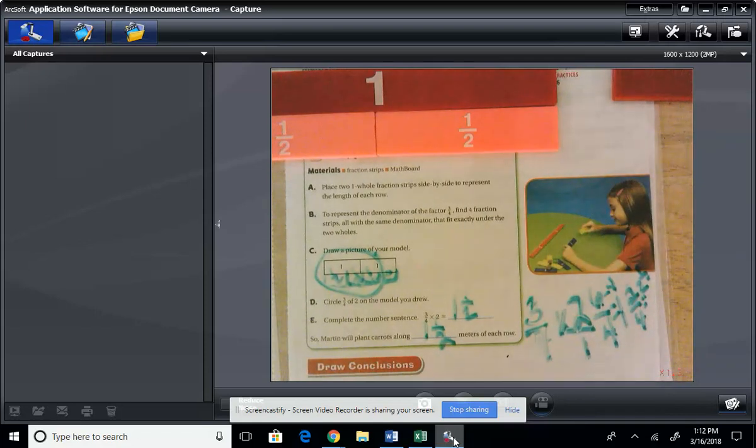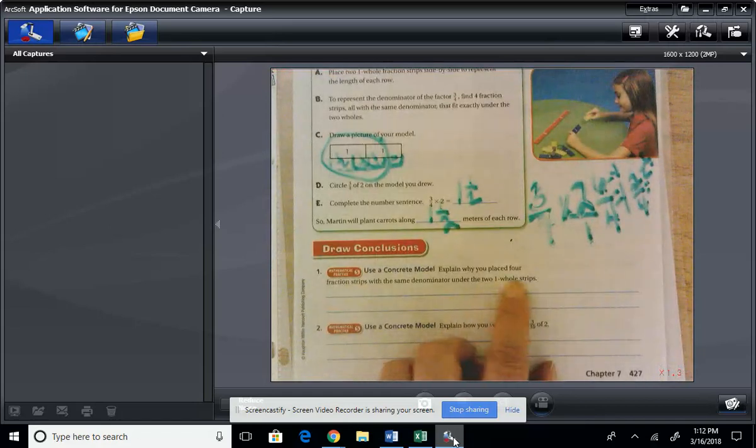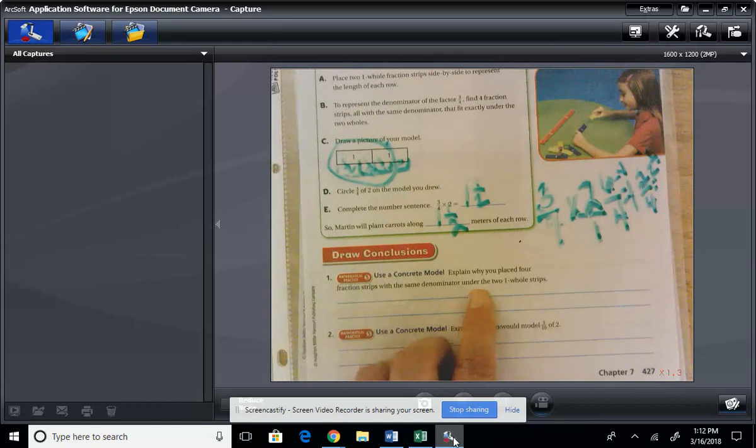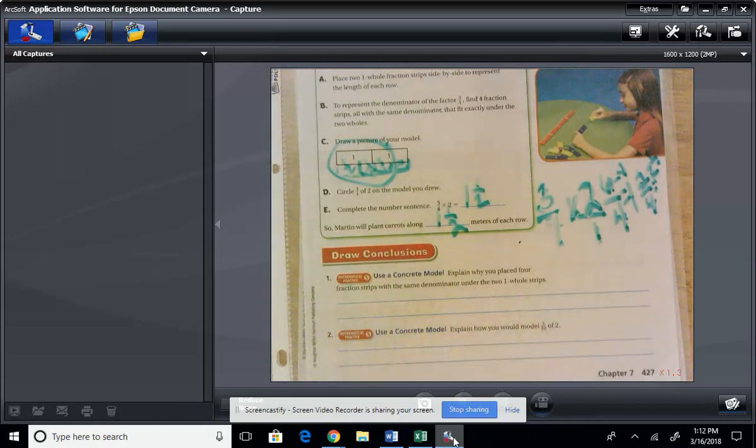Explain why you placed 4 fraction strips with the same denominator under the 2 wholes. Well, because how far was it? What did I have to start with? I had to start with 2, so I had to find out what equally went into that 2 meters.